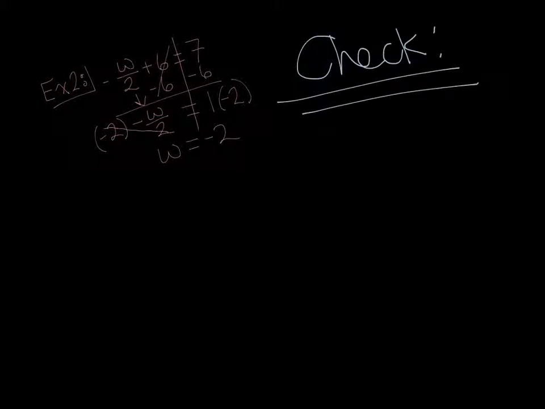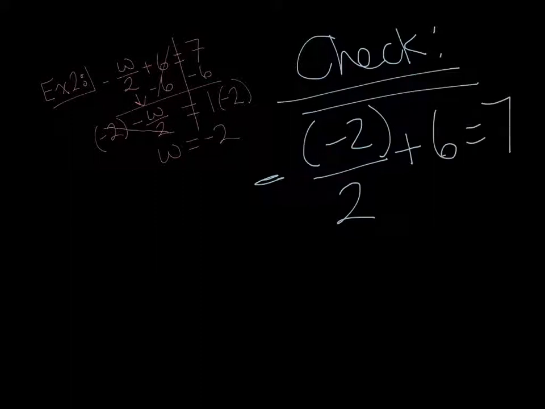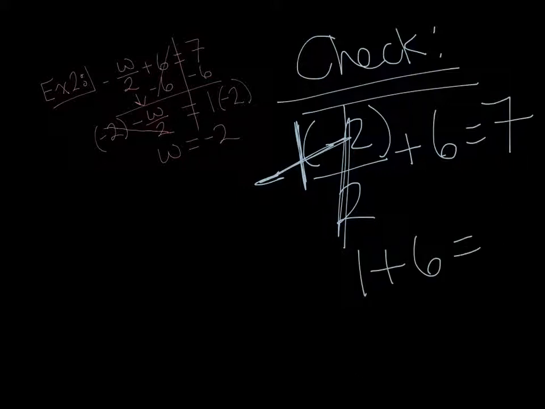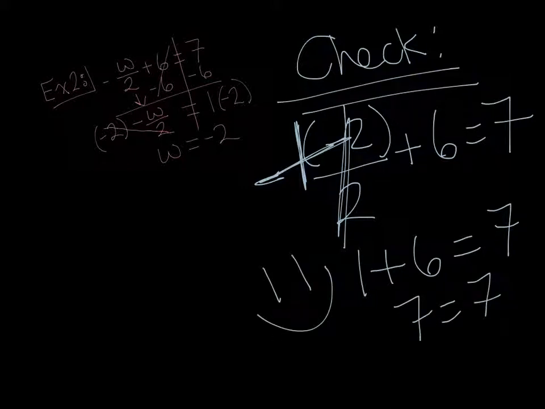Okay, so let's check. You end up getting negative, and in place of w, I'm going to put negative 2, and then I'm going to continue the rest of the equation. So if you have two negatives next to each other like this, I think of it as like a big ugly plus sign. So that becomes positive. So I end up with a 1 here, 2 divided by 2. So I have 1 plus 6 equals 7. So is that true? Yes, it is. So my answer is correct, and I have completed this problem, and it is the best that I could have done.